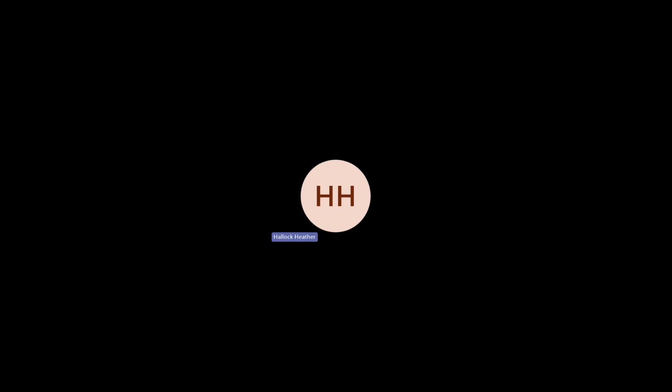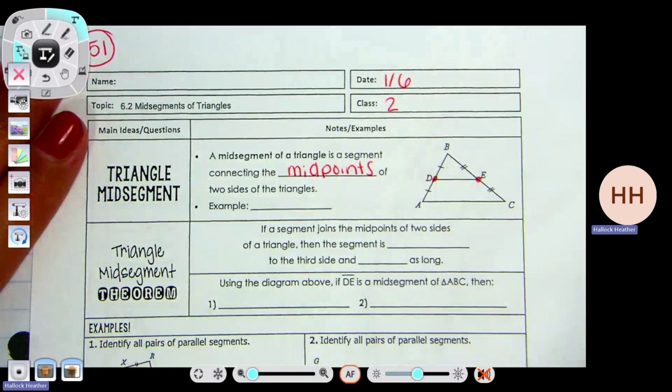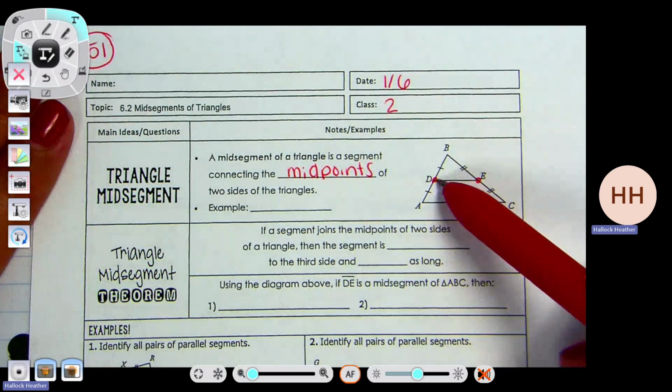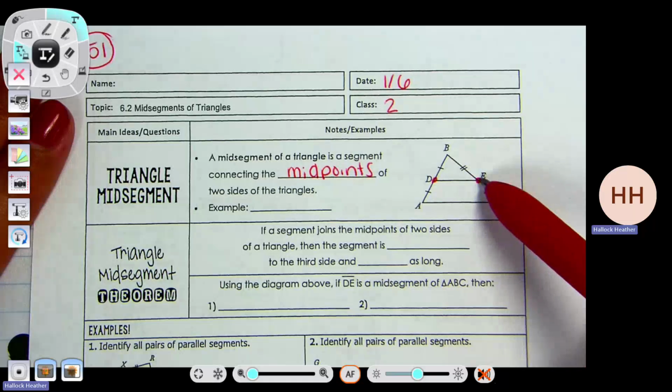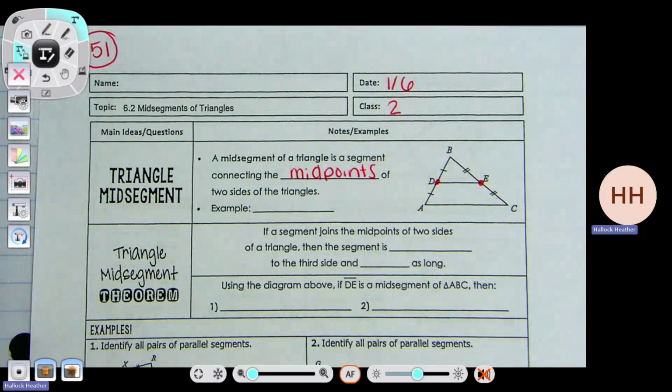Sides of the triangle. So your midpoints would be D and E. You know those are the midpoints because you have those little tick marks. So this is congruent to this, that means that's in the middle. This is congruent to this, so that's in the middle. They're not all congruent, but each side is split in half.